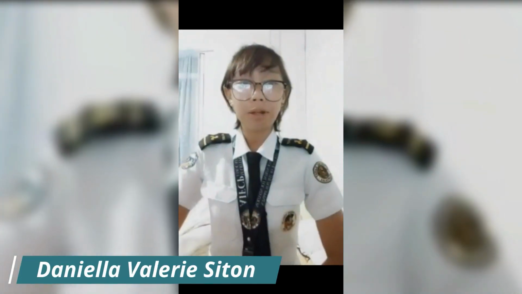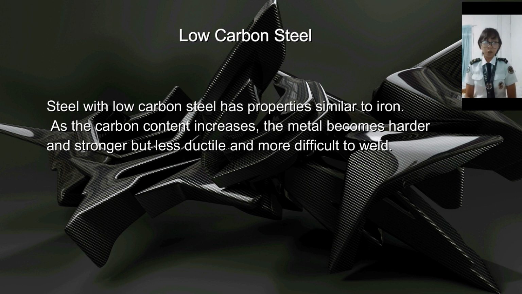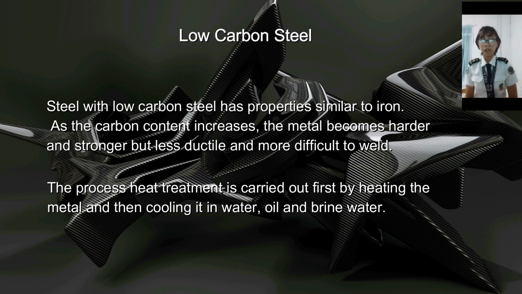Heat treatment process for carbon steel based on its properties. First is the low carbon steel. Steel with low carbon has properties similar to iron. As the carbon content increases, the metal becomes harder and stronger but less ductile and more difficult to weld. The heat treatment process is carried out first by heating the metal and then cooling it in water, oil, and brine water. I have an example of the process of heat treatment for low carbon steel.